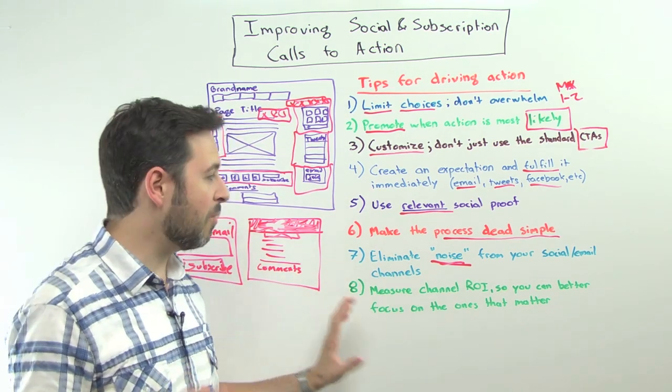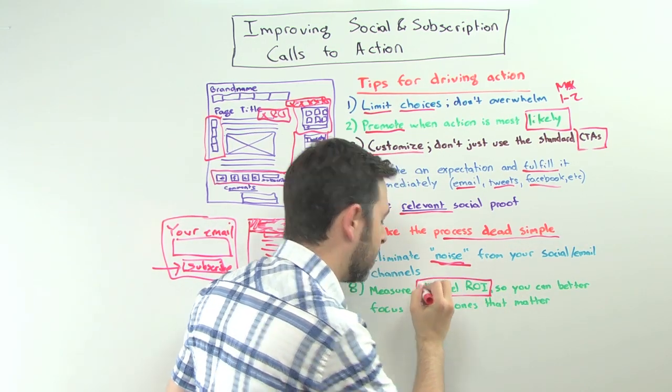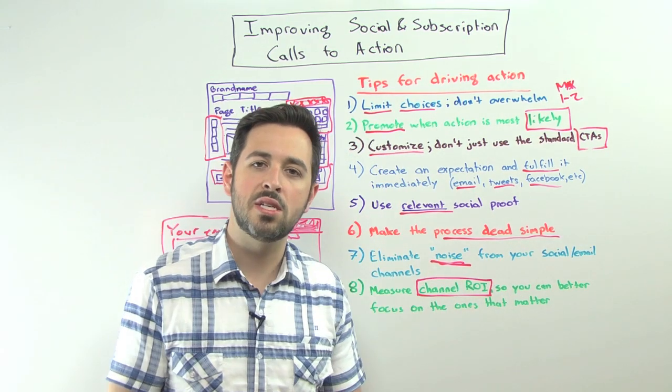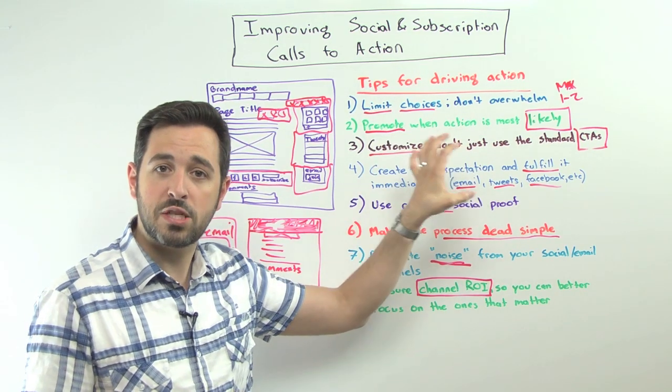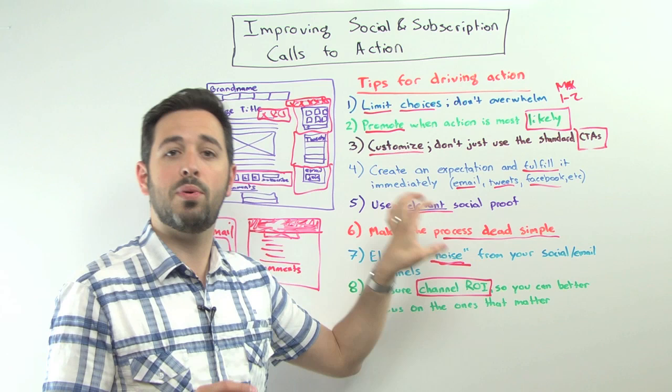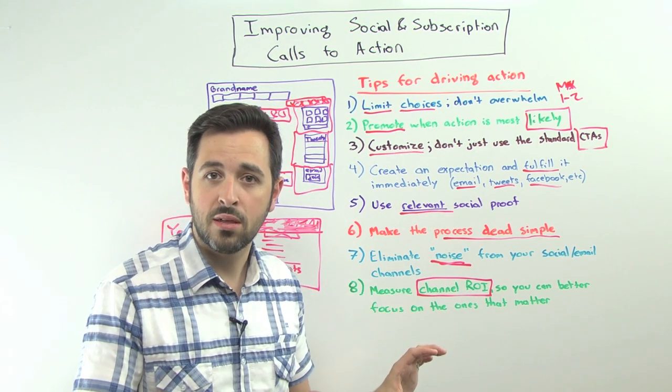And finally, number 8, so important, if you can at all, measure the channel ROI that you're getting. What I mean by this is measure the difference between the value of someone coming from Facebook or Twitter or LinkedIn or Google Plus or email or whatever it is, your RSS feed.